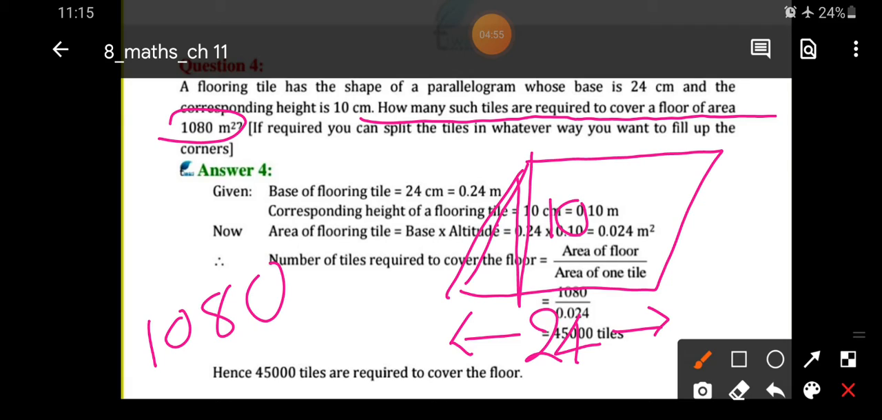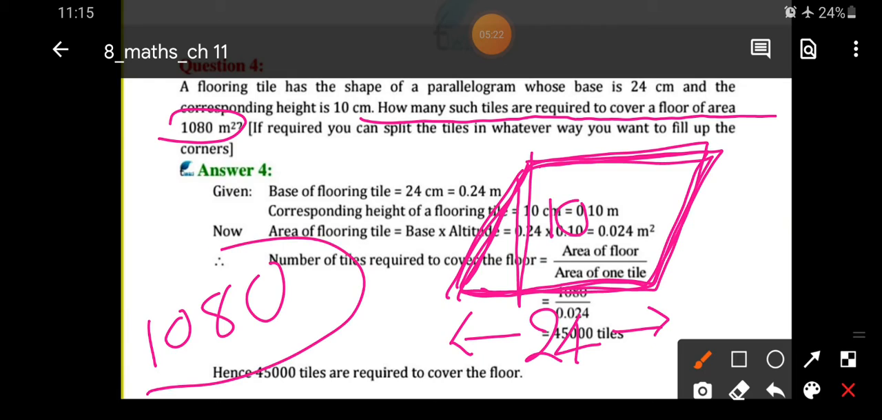Okay, what you have to do here? One floor is given. This is a shape of tiles. Okay, that was my mistake. This is the shape of one tile, that is a parallelogram, and whose base and height is given. And how many such tiles are required to cover the floor of area 1080 meter square.